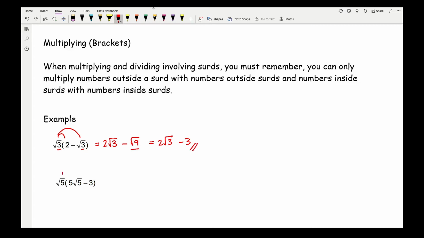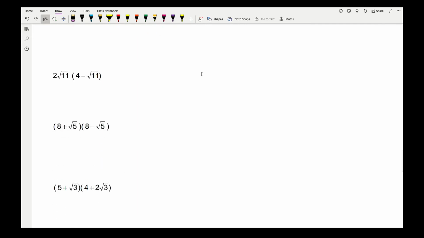So moving on to the next one, I've got root 5 times 5 root 25. So again, I've got a surd and a surd, so I can multiply them out. So I've got 5, and it's going to be root 25 minus, and then I've got 3 root 5. Now the root 25 I can simplify, so this then becomes 5 times 5 minus 3 root 5, which then leaves me with the final answer of 25 minus 3 root 5, and there is my final answer. So then moving on to the next set of questions.